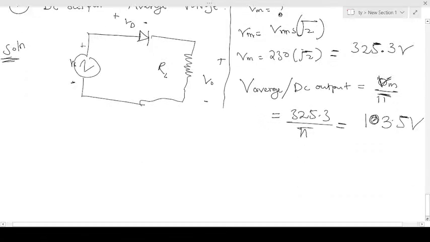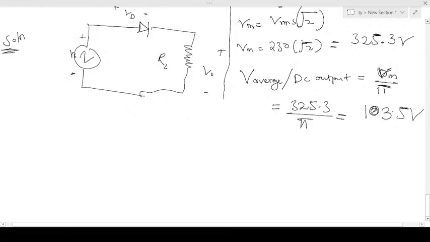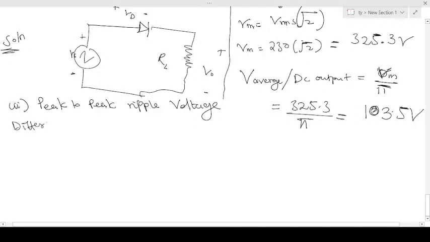Now what we need to calculate next is our peak to peak ripple voltage. Your peak to peak ripple voltage is the difference between your maximum and minimum in the V0 waveform.